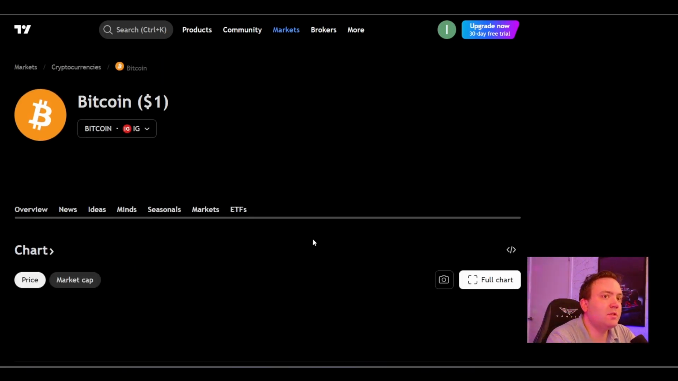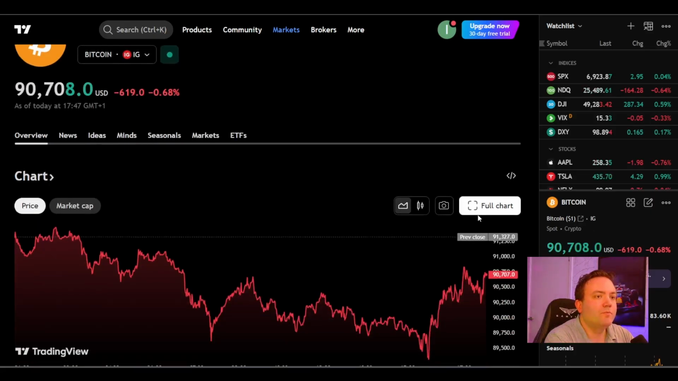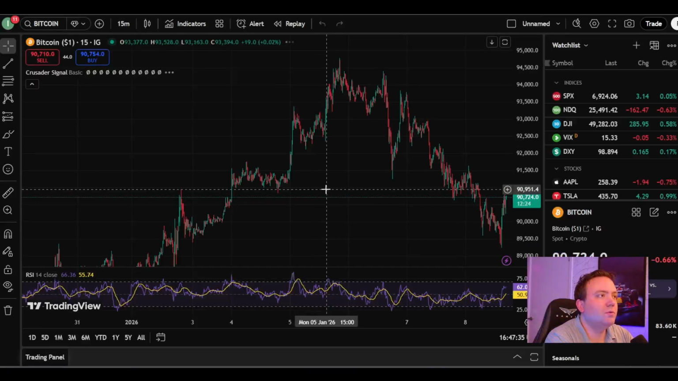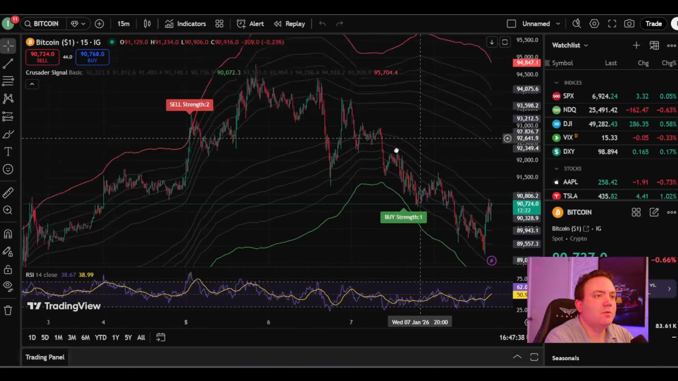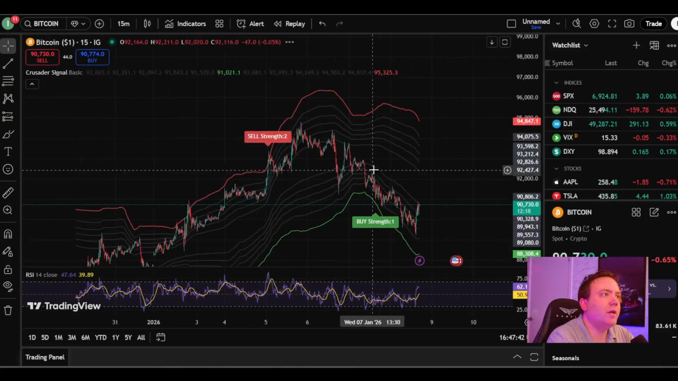So that is the main basic page of TradingView. And now we get to the fun part. So let's launch the full chart. So this is TradingView for me personally. I use TradingView like this.